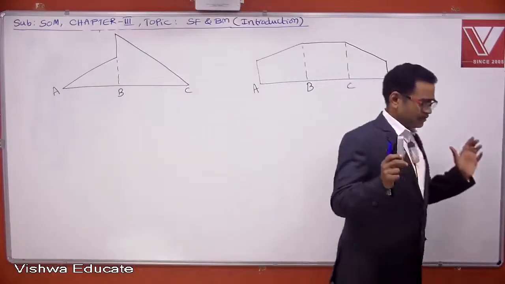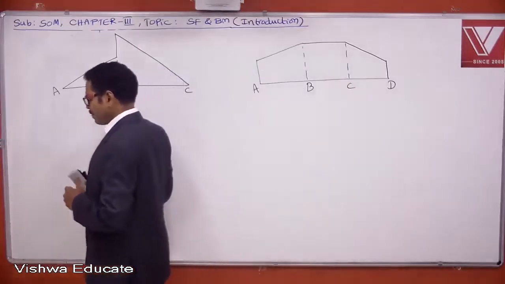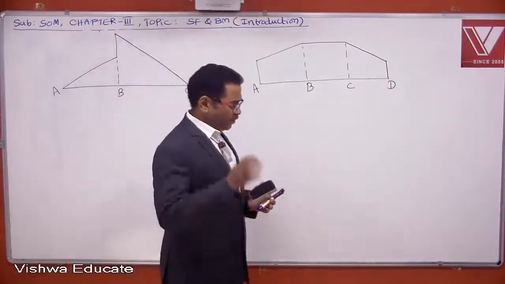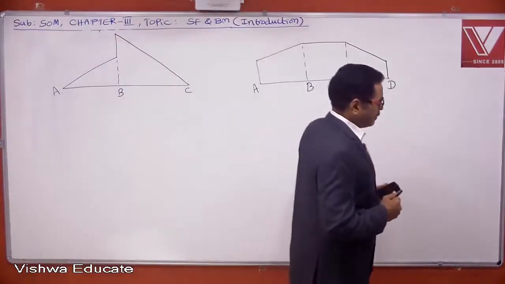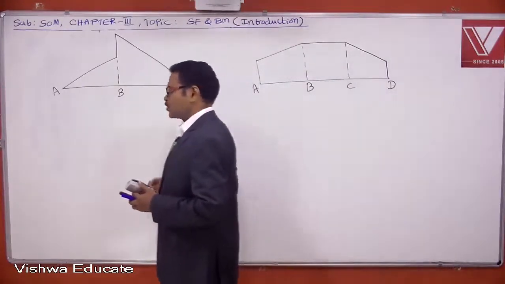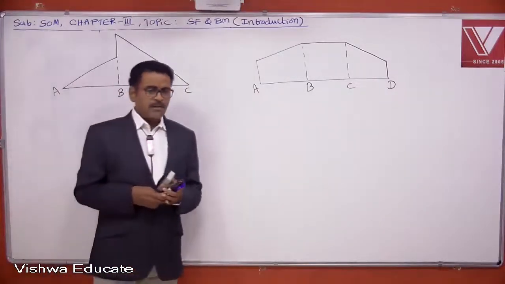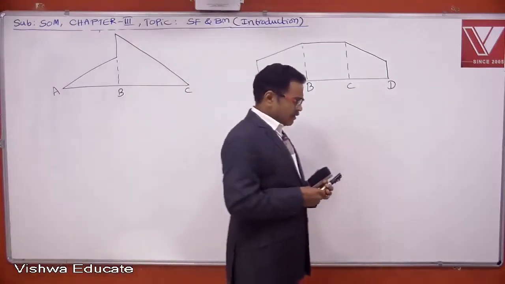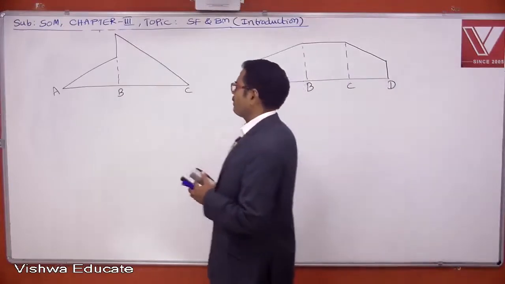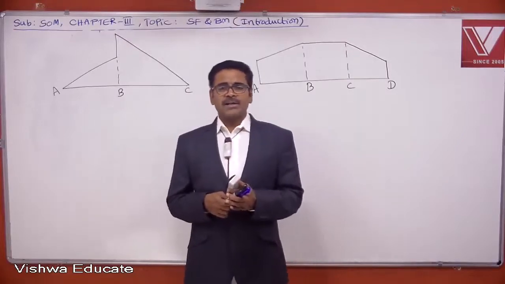Next, you write critical span. Critical span. It is the portion of the beam which carries maximum bending moment. So this is the critical span.